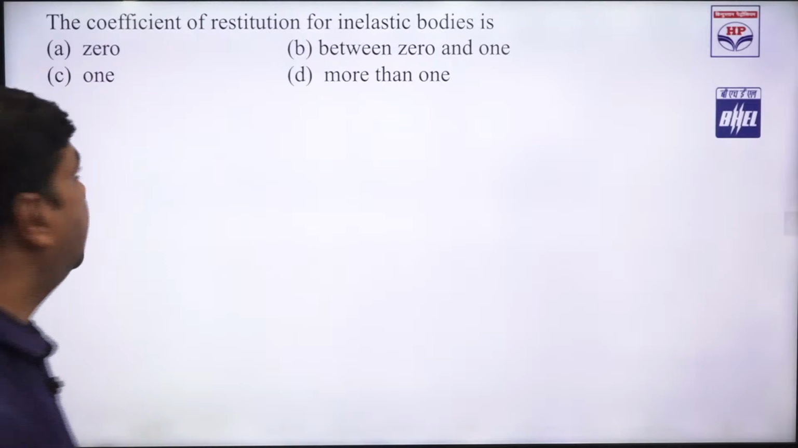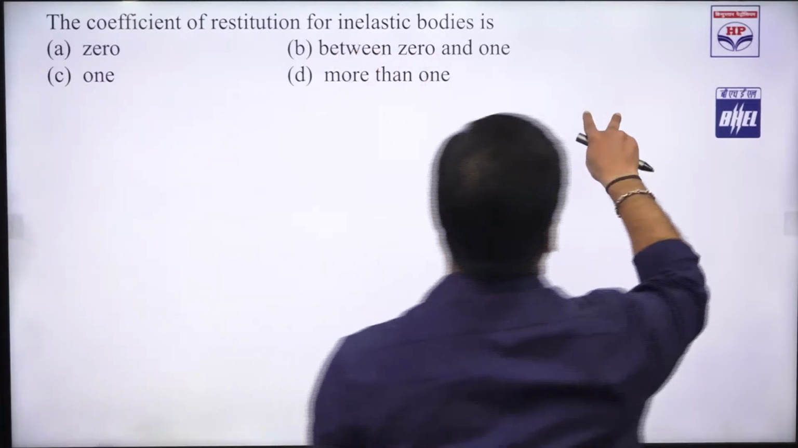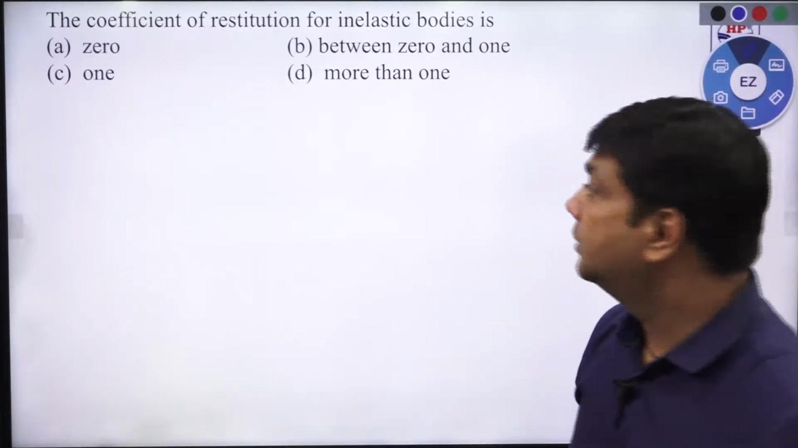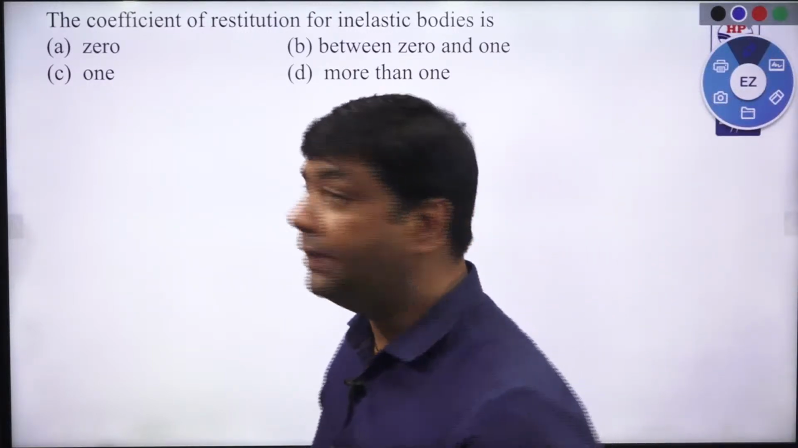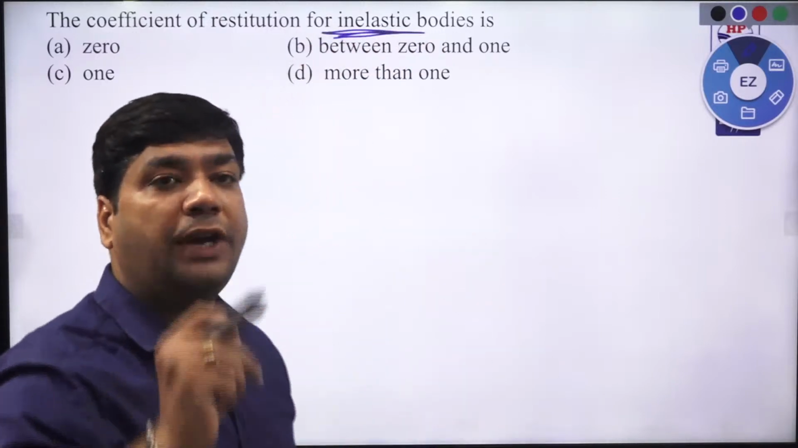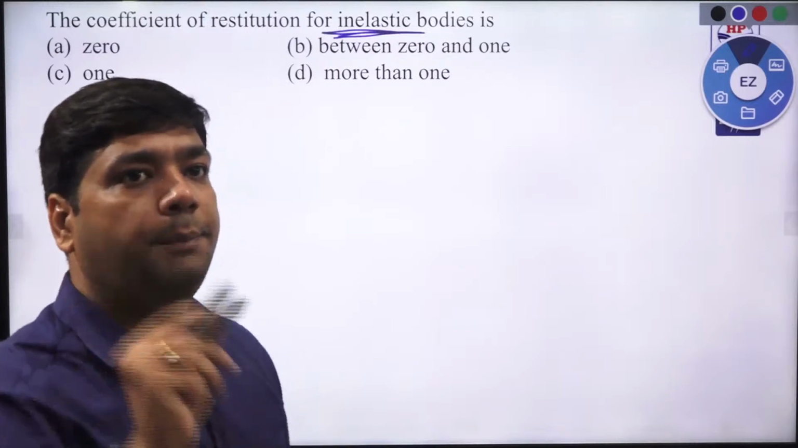So it is just asking the coefficient of restitution of an inelastic body. Someone is saying A, someone is also saying B. So you always remember this is called inelastic. Inelastic means perfectly plastic. Inelastic means perfectly plastic.